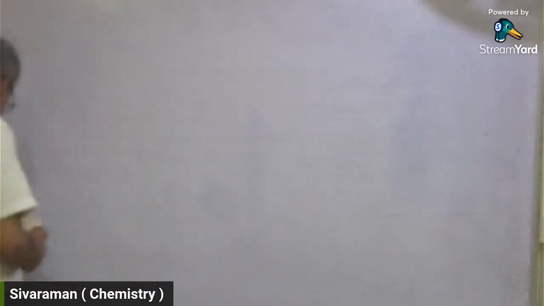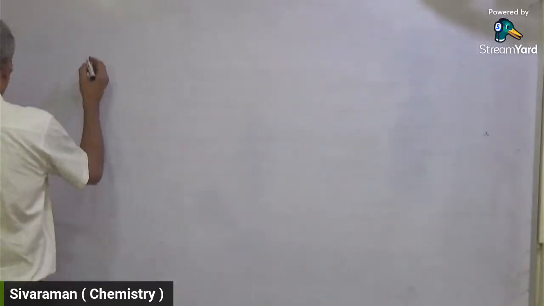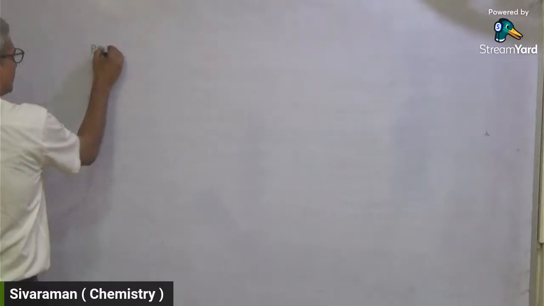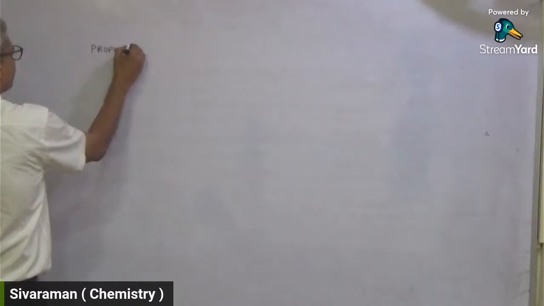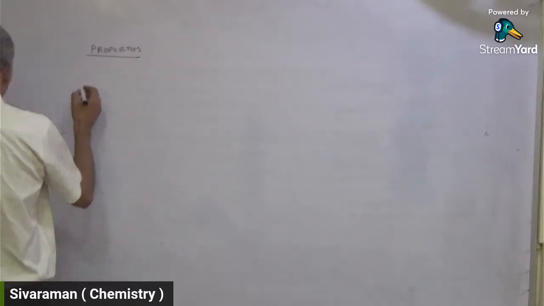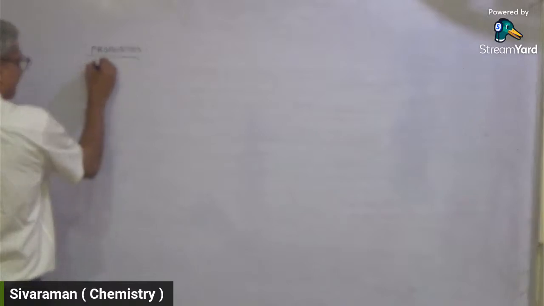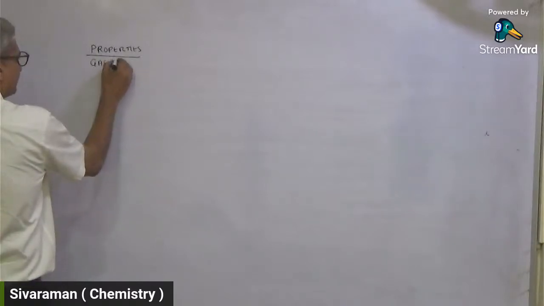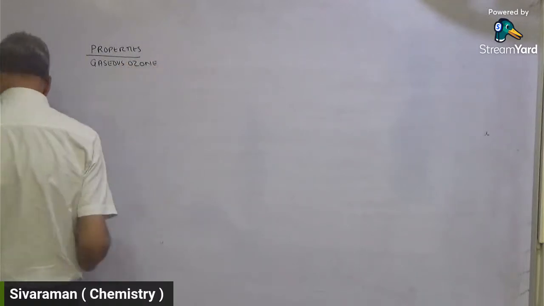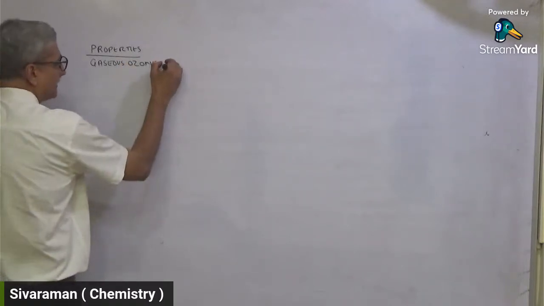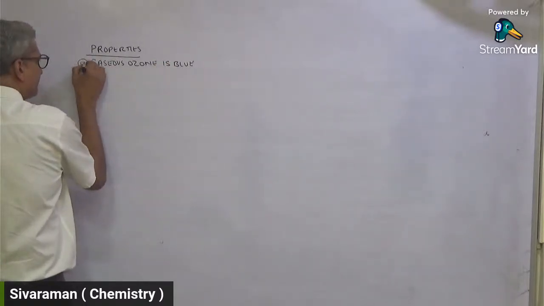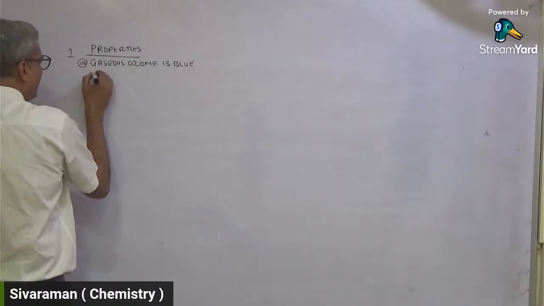So what we have is properties. Very important, because different colors are there. When we are talking of properties, what happens? Gaseous ozone is what? Blue. A. Its physical property.